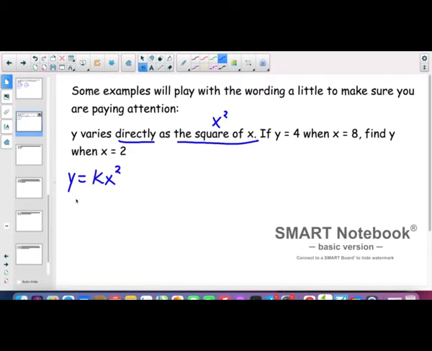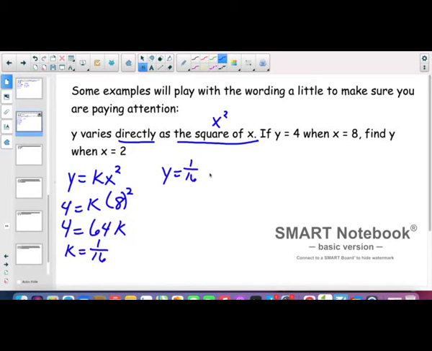If y equals 4 when x equals 8, we're going to plug those values in. So here we have 4 equals 64k, and k would be 4 over 64, which is 1/16. Then I'm going to plug my k value into my function. So y equals 1/16 x squared.